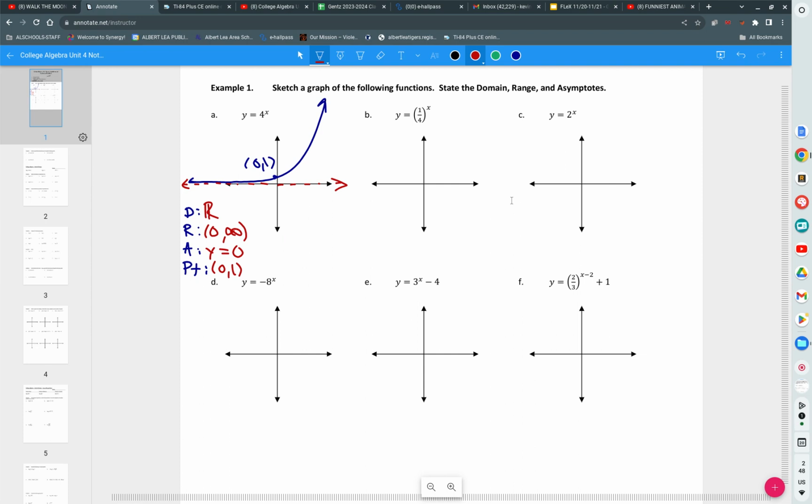What's different about the next graph? Yes, 1/4 is less than 1, so instead of starting down and finishing up, it will start up and it will finish down. And it goes through the coordinate 0, 1.